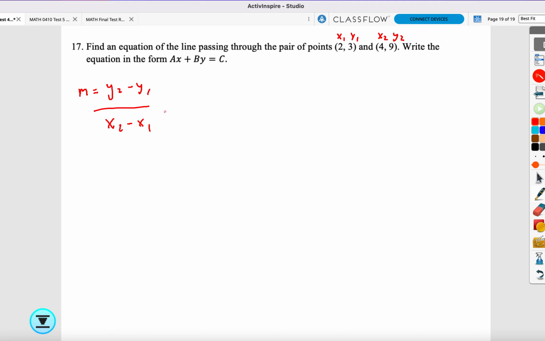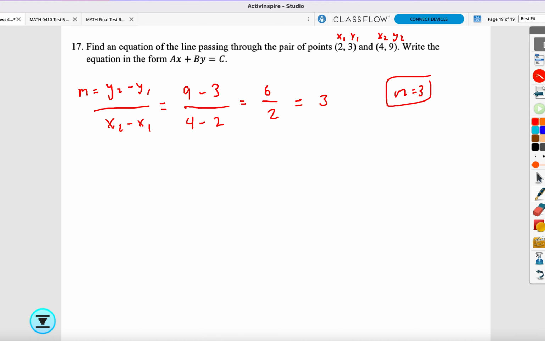Remember, it doesn't matter which one you label, but I'm doing it this way. So then y2 is 9 minus y1, which is 3. x2 is 4 minus x1, which is 2. So 9 minus 3 is 6. 4 minus 2 is 2. 6 over 2 is just 3. So we know m equals 3.